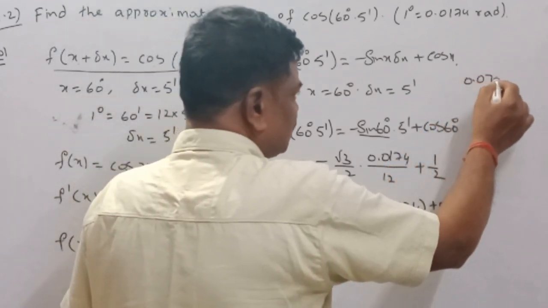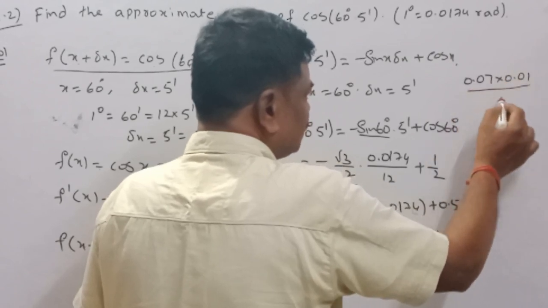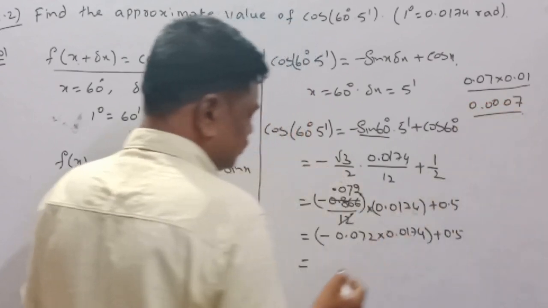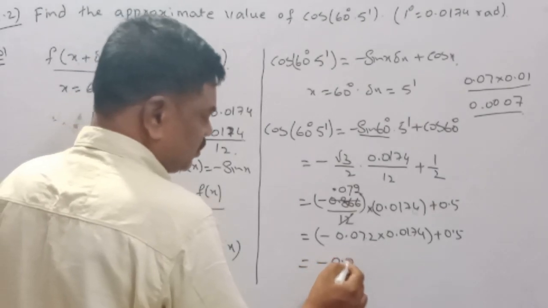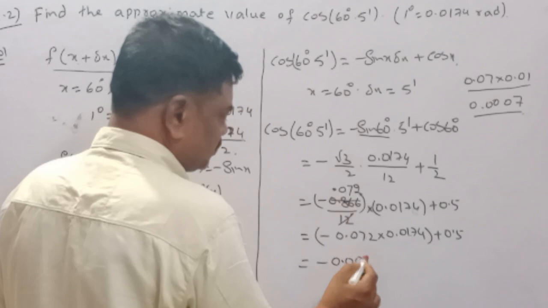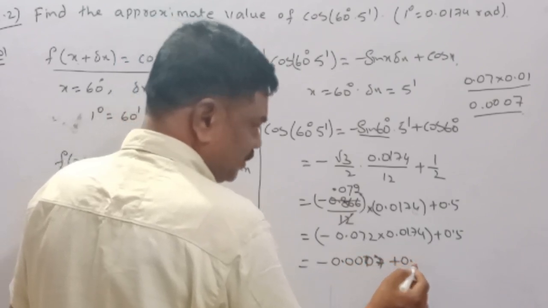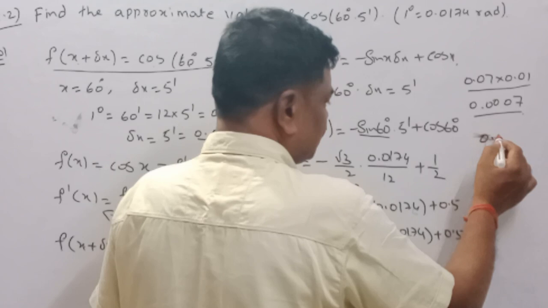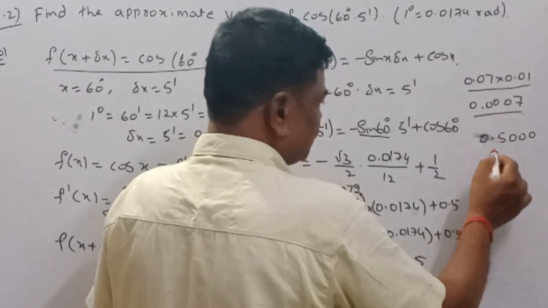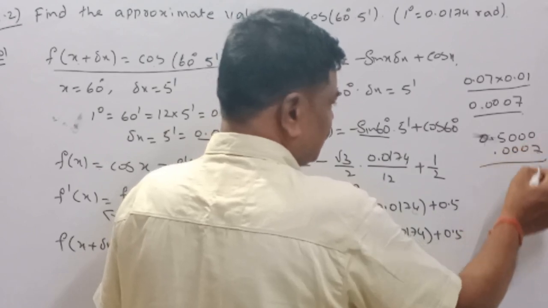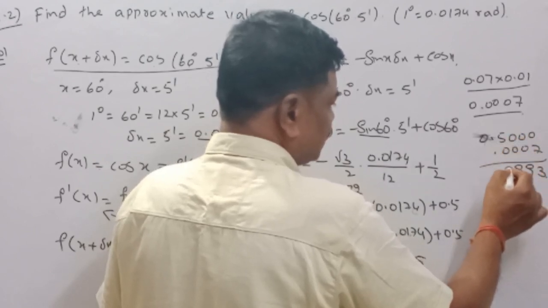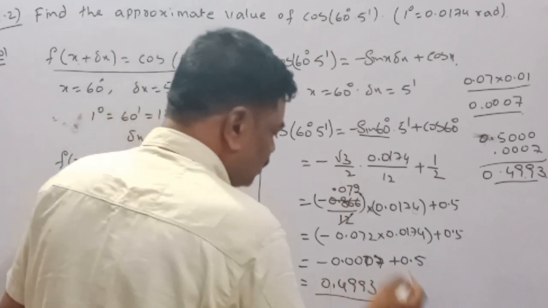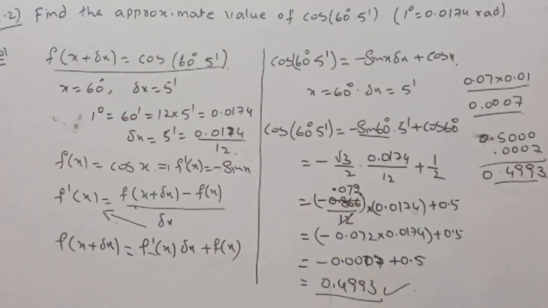By multiplication, 0.07 into 0.01 gives minus 0.007, plus 0.5. So 0.5000 minus 0.0007, and the result is positive: 0.4993 is the answer, the approximate value. That's all. Thank you.